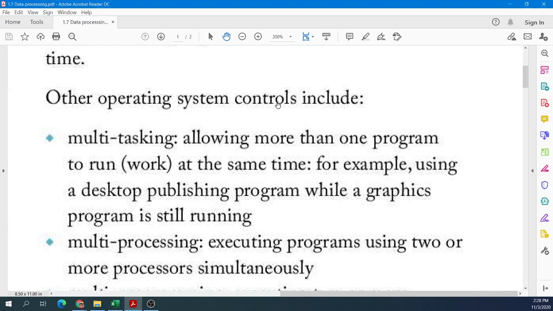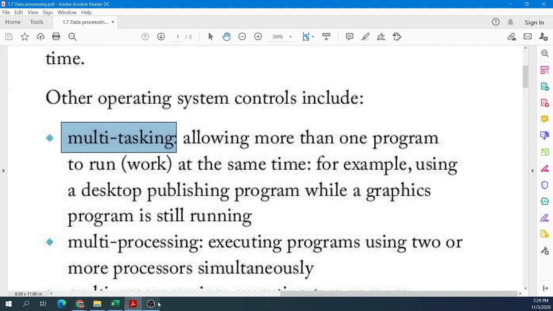Other operating system controls can include, similar to the time sharing, basically different examples of how your operating system carries out the time sharing. The first example is multitasking. With multitasking, it allows more than one program to work at the same time. For example, you can use a desktop publishing program while a graphics program is running. So your computer is basically doing time sharing all of the time.